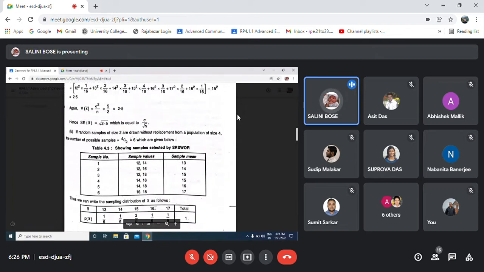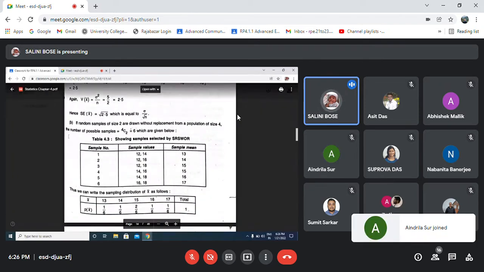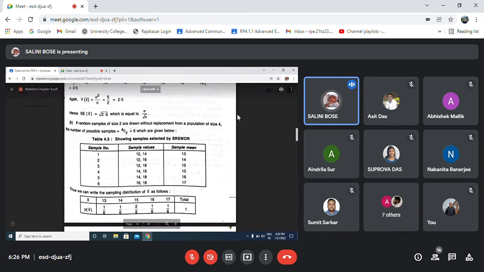For without replacement, we know the number of possible samples is capital N C small n. Here, the population size capital N is 4, that is why 4. C small n means sample size, that is 2. So for 4 C 2, that is 6 possible samples will be there.